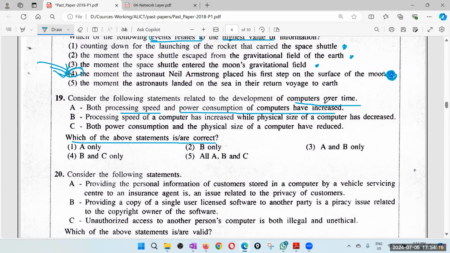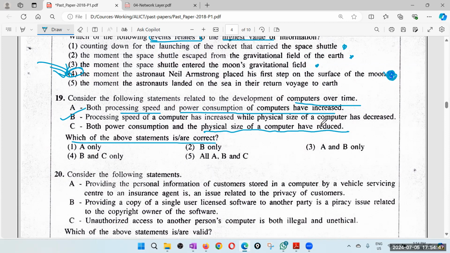Right. B. Processing speed of a computer has increased, yes, while physical size of a computer has decreased. Yes, that is correct. So in general, physical size has decreased. Both power consumption and the physical size of a computer has reduced. Definitely, the physical size has reduced. But power consumption, has it reduced? I don't know. I think yes, right?